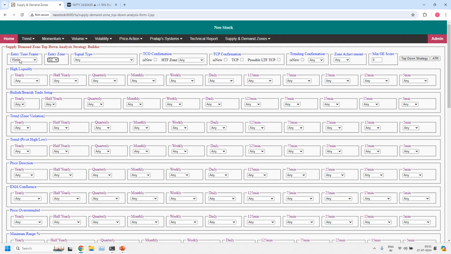That's why I have selected entry time frame 15. But the 15-minute zone should have confluence with the 75-minute zone. The 75-minute zone should have confluence with the daily zone. So where can we define this rule? I am not adding any other filters.